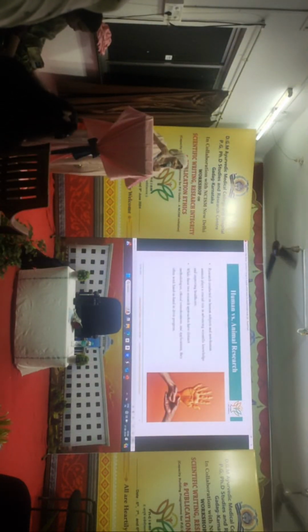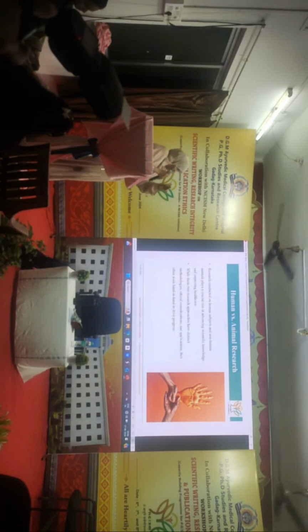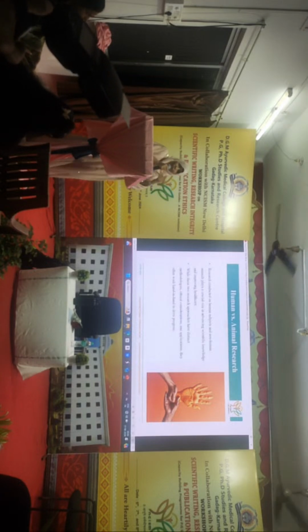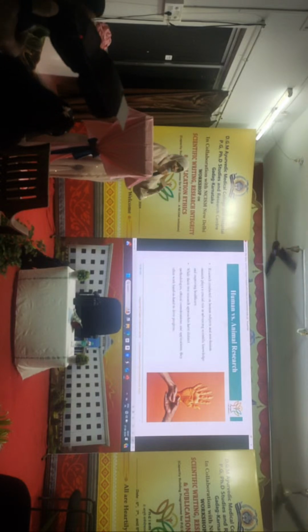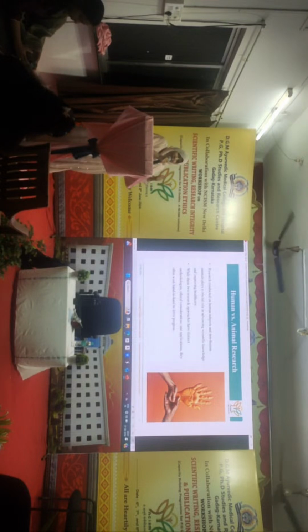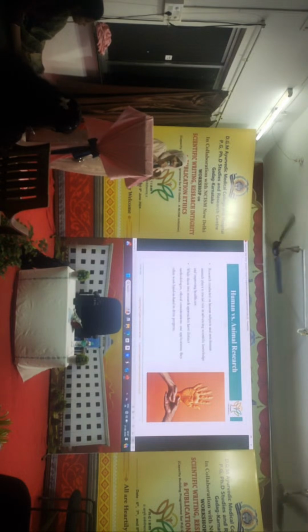Now comes experimental research. Experimental research can either be human research or animal research. If we are employing human subjects, then it is called human research. If we are employing non-human models or animal models, then it is called animal research. So today my focus is on animal research.